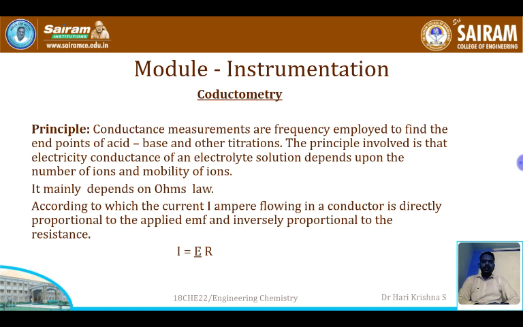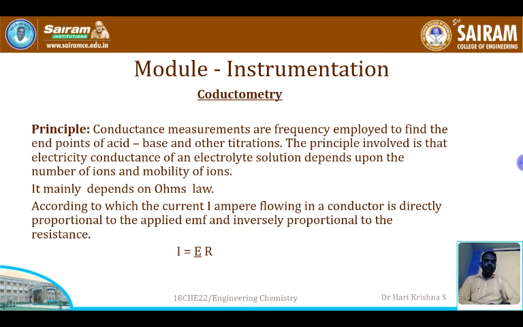Any substance which allows electrons, or in general current, to flow through it is called a conductor. Conductance means it is a property of a substance to allow the ions or the charges to flow through it. But here we are dealing with reactions. So what do we mean by conductance with respect to reactions? We'll discuss that. In conductometric estimations, the basic principle is Ohm's law.